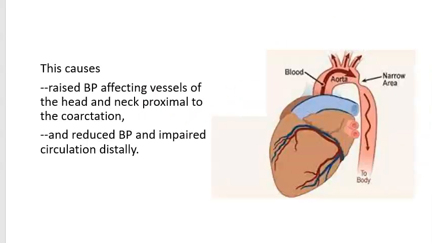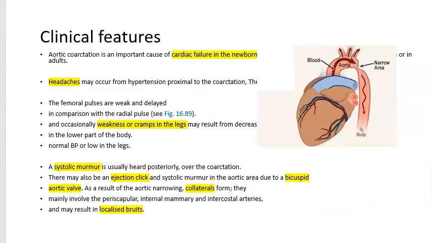Clinical features: in people who have this condition, they will have high blood pressure in the head and neck, the upper part of the body. The lower part of the body, the legs, will have normal or less blood pressure, and they'll have impaired circulation in the lower limbs. Some of these children may have cardiac failure, which can also lead to death.